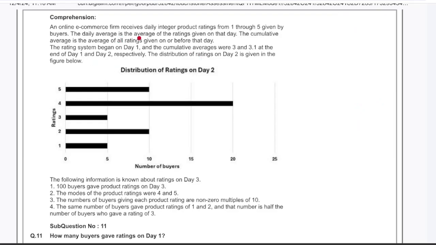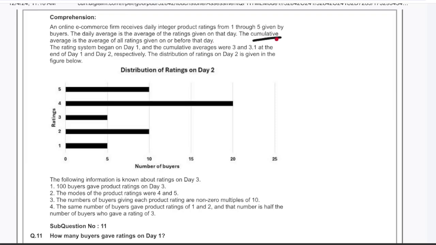This says an online e-commerce firm receives daily integer product ratings 1 through 5 given by buyers. So buyers give the ratings 1, 2, 3, 4, or 5 like we do in Google. The daily average is the average of ratings given on that day, like the total of all the ratings on that day divided by the number of buyers who are giving the rating. The cumulative average is the average of all the ratings given up to that day.